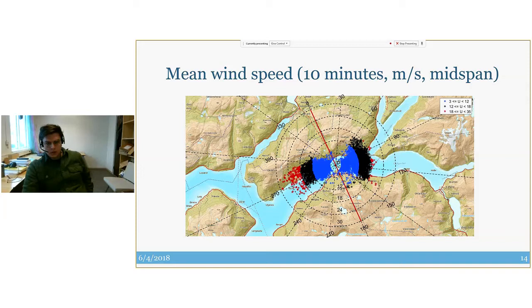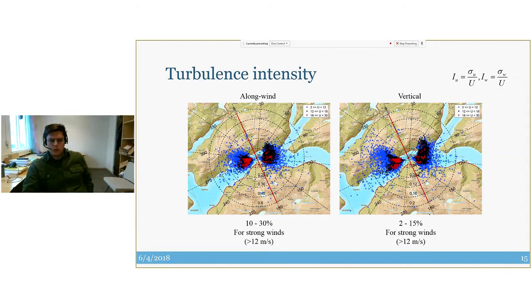So we can do the same thing for the turbulence intensity. Here, I plotted the along wind turbulence and vertical turbulence. And what we see here is that, first of all, we see a lot of scatter, a lot of randomness. So it's hard to say what kind of turbulence intensity you have on the bridge, even for quite strong winds. So the red color, for example, here is winds above 18 meters per second. So these are quite high wind speeds, so you don't expect any.